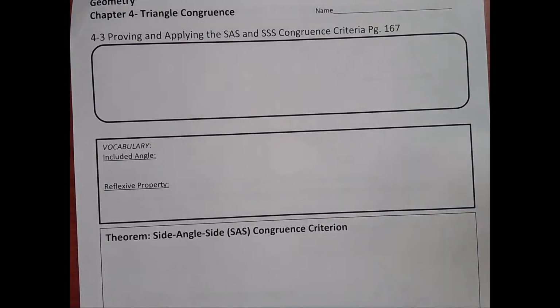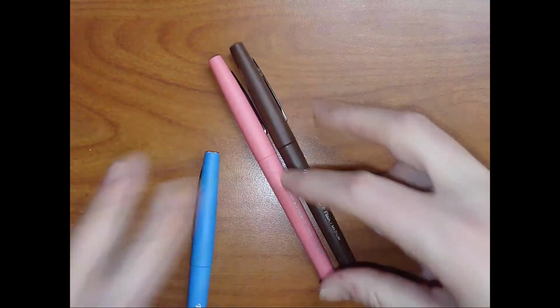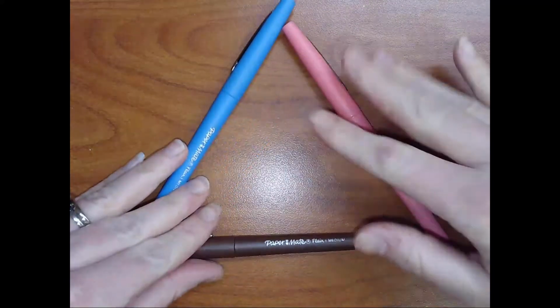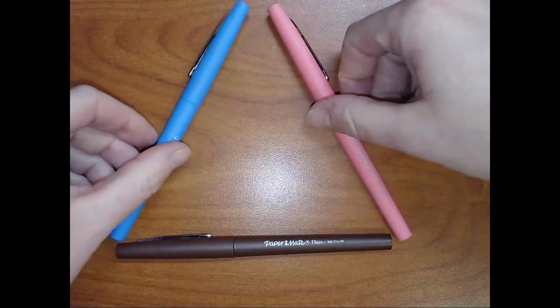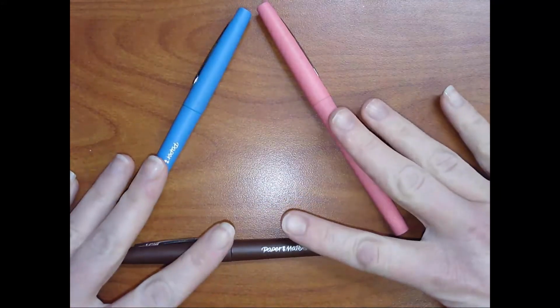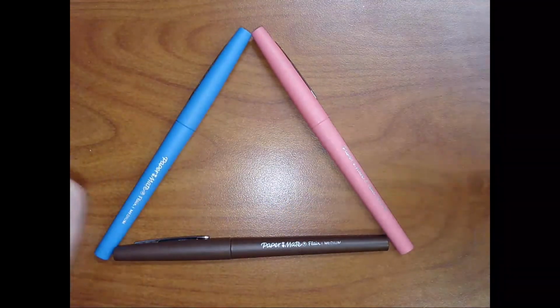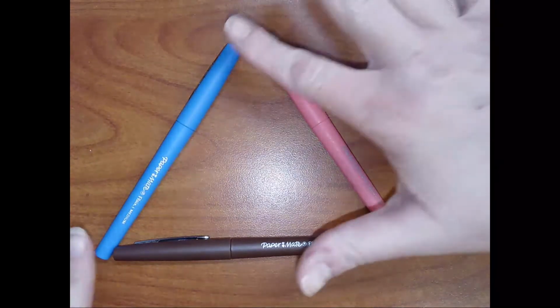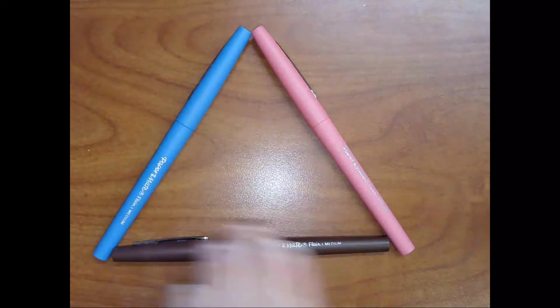So just a little visual for you, because I think some people struggle with sides and angles. I've got 3 pens here. And if I make a triangle, the pens themselves would be considered the sides. So just keep that in mind today. This is a side, this is a side, and this is a side.